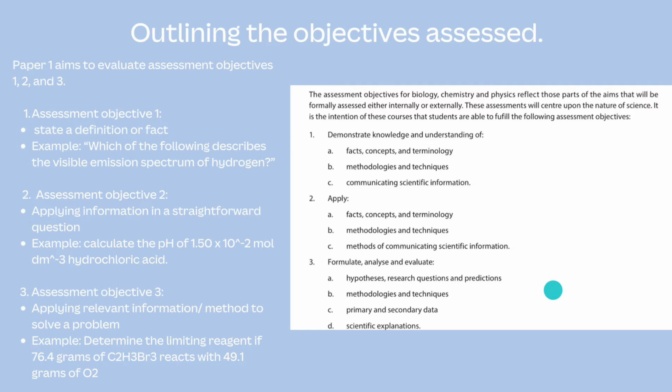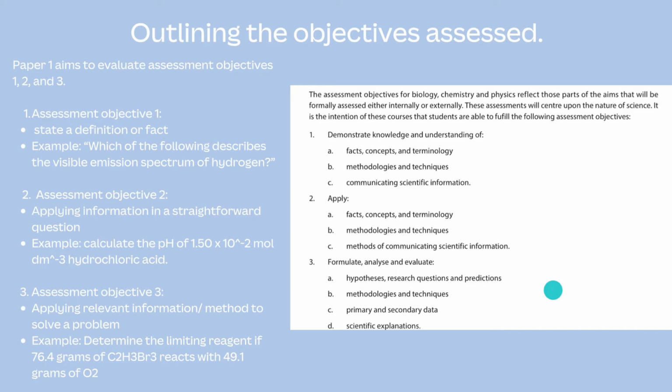Firstly, Objective 1 assesses how aware we are on the definition of significant terms in the subject. An example of this type of question is, which of the following describes the visible emission spectrum of hydrogen? Here, you will have to select the right definition amongst the choices. These types of questions are very straightforward and require you to remember the meaning or definition of important terms.